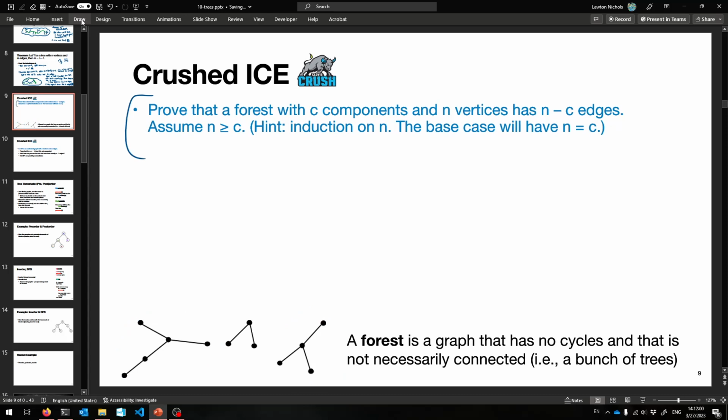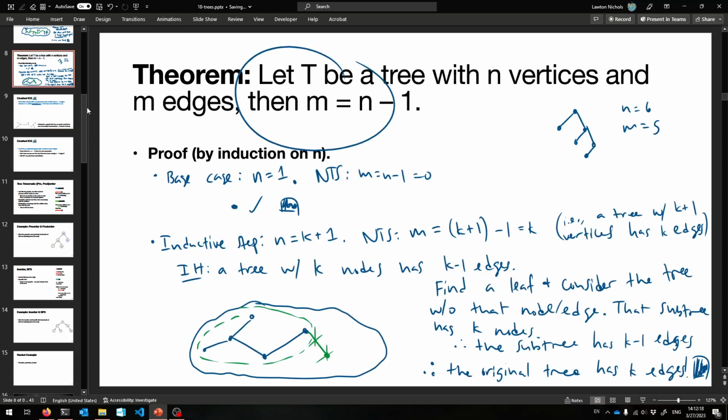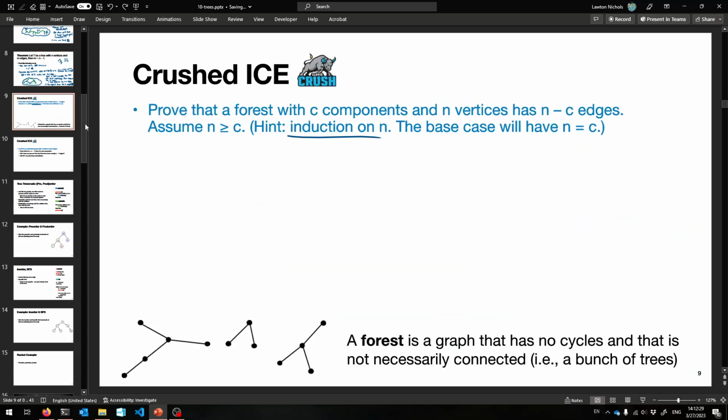Here's the proof that I want you to do. Prove that a forest with C components, so C is 3 in this example, and n vertices must have n minus C edges. And assume that n is greater than or equal to C. My hint for you is, again, use induction. You can use the theorem that we just showed. Or actually, no, sorry. It's going to be the same style, but I don't think you need this theorem. The base case will have n equals C edges. That's going to be the goal.